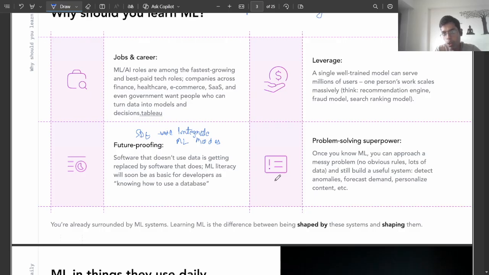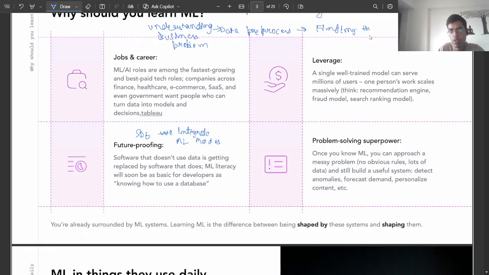And once you know the generic approaches of ML, like going with data pre-processing, understanding the business problem, then finding the right model which can solve your use case.